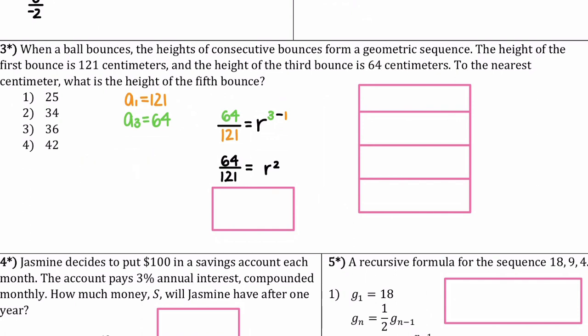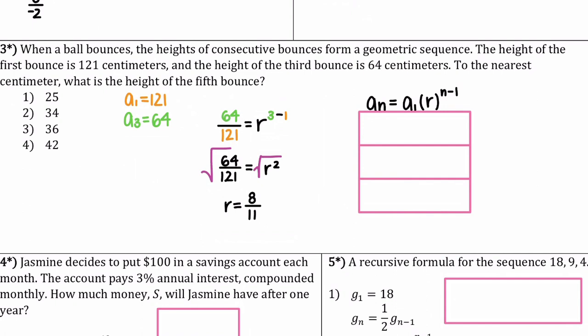So from there, to isolate r, we just take the square root on both sides, thus giving us r equals 8 over 11. And so we need to find the common ratio here because we need to know what rule to employ in order to find the fifth bounce, or in other words, a sub 5. So to find a sub 5, you can either just multiply this original third term by 8 over 11 twice, or you can just use a formula that is given to you on the test.